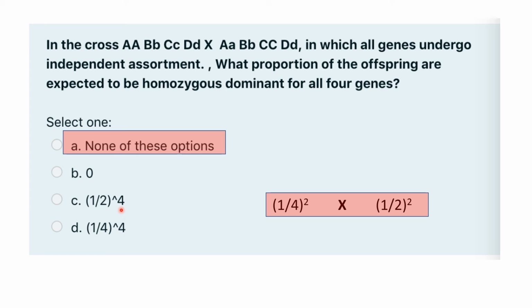Why? Because you're raising to a power of 4, so in other words, you're repeating the same type of procedure for the same one. And as you can see, it's different for each one of these, as I just showed you in the previous slide. So definitely it will not be C or D. The answer will be this one. So it's none of these options.